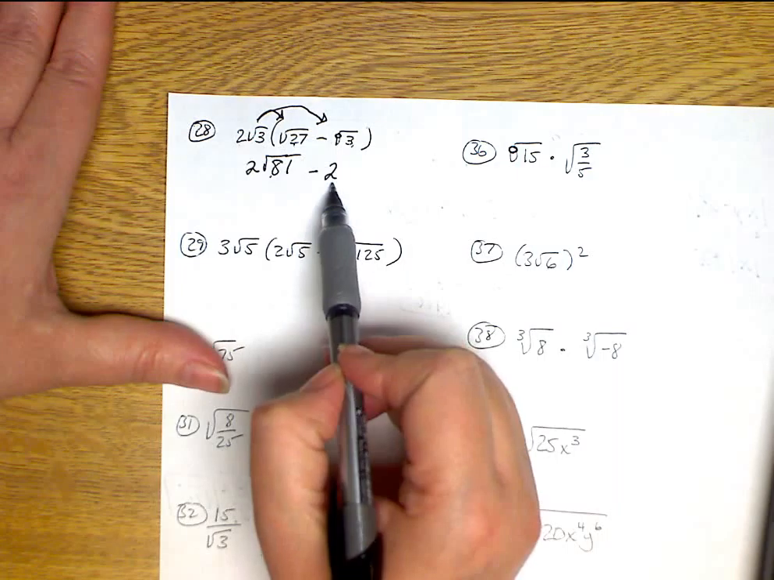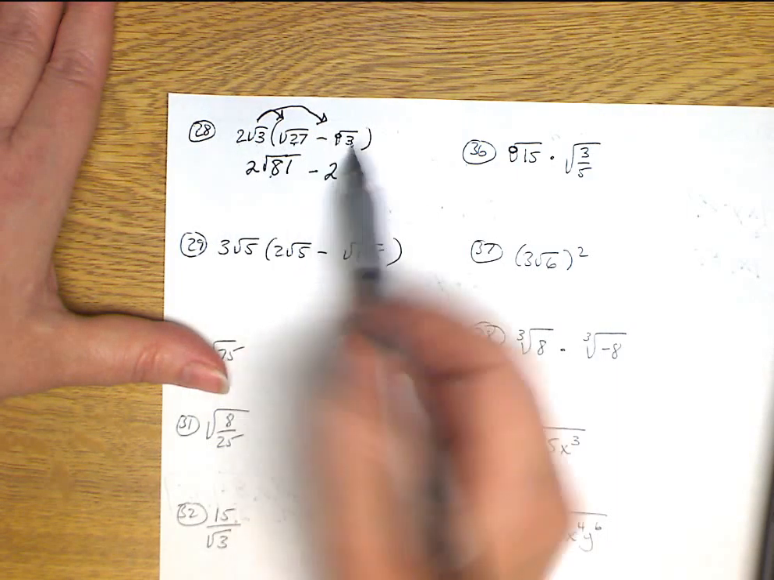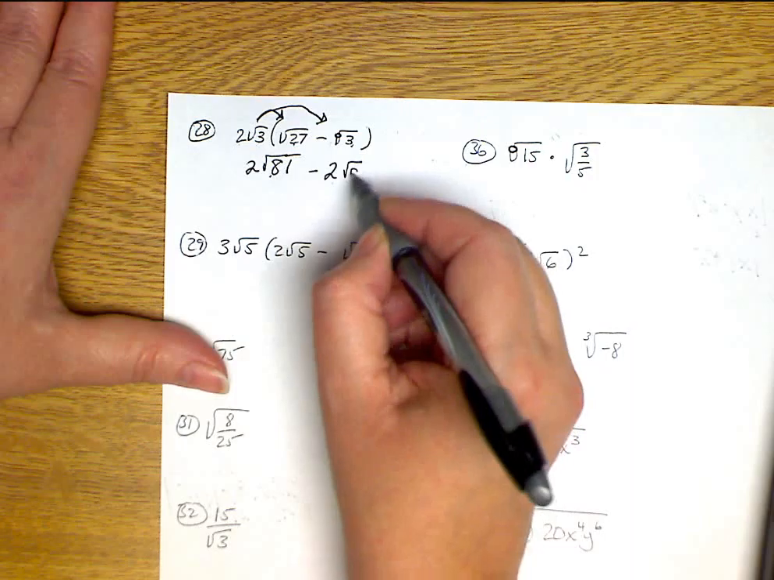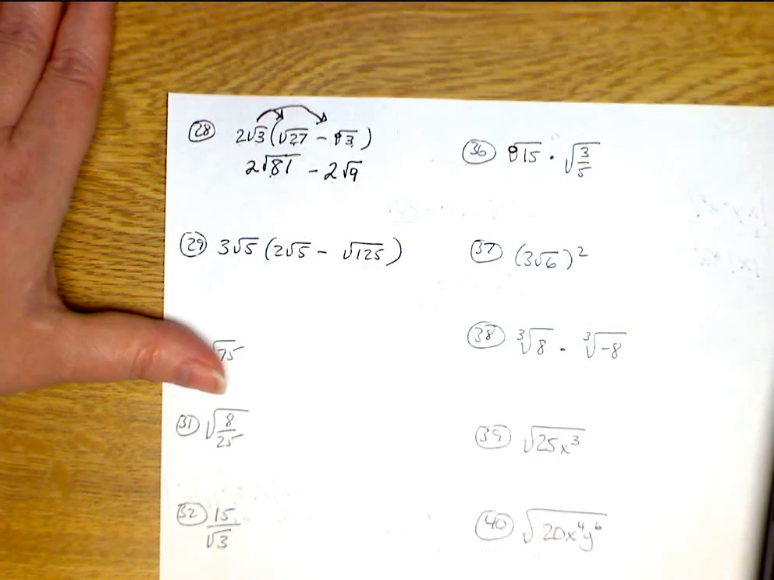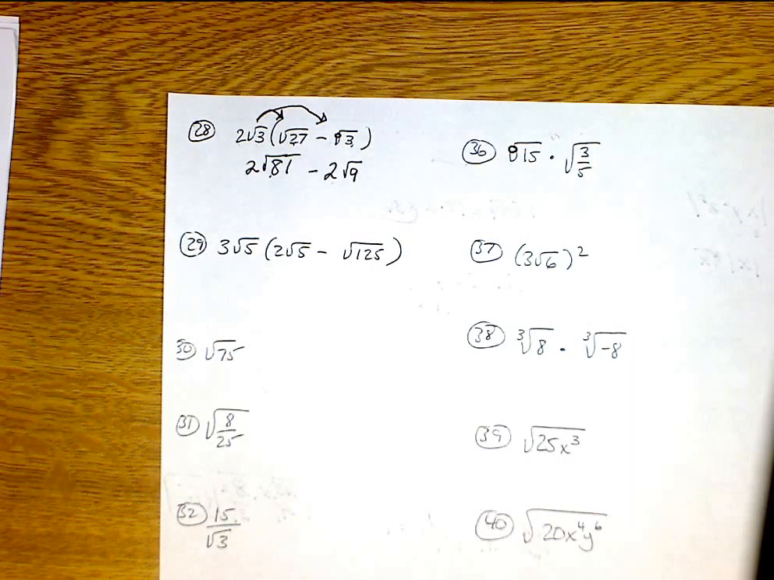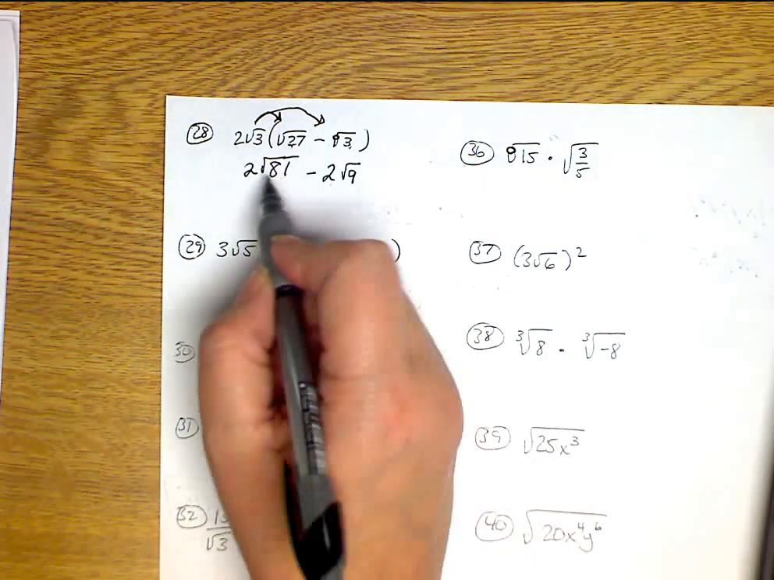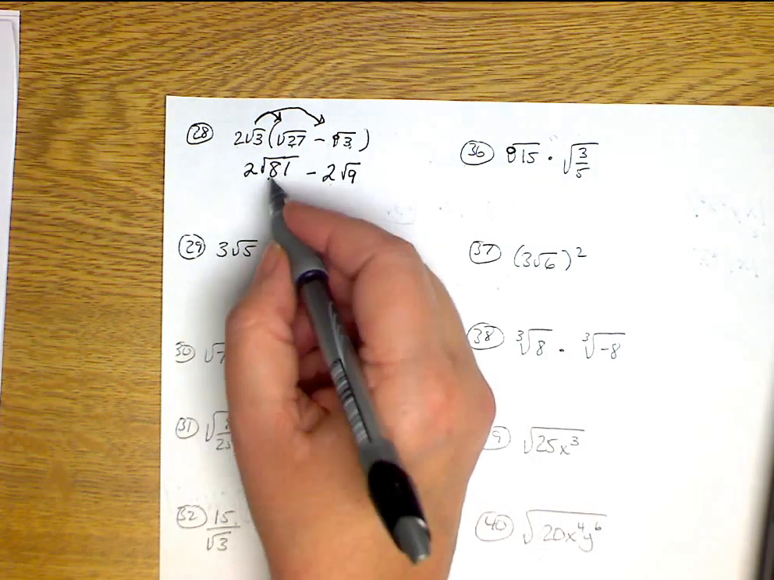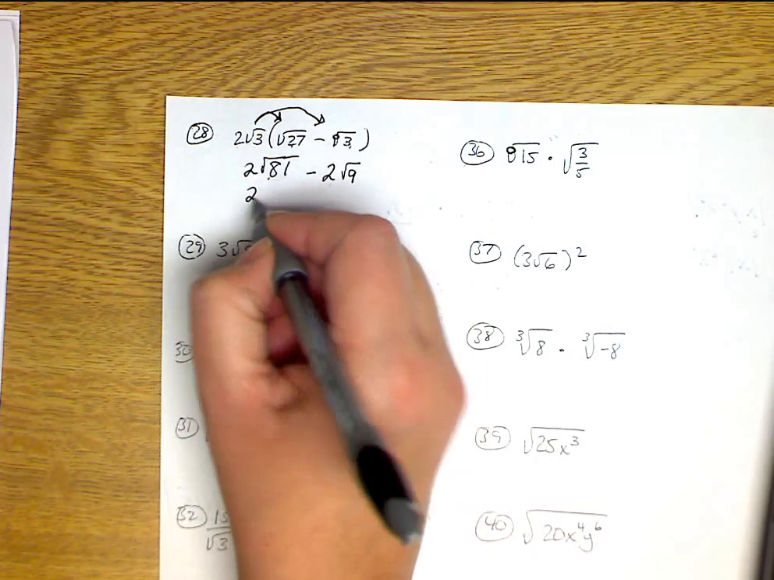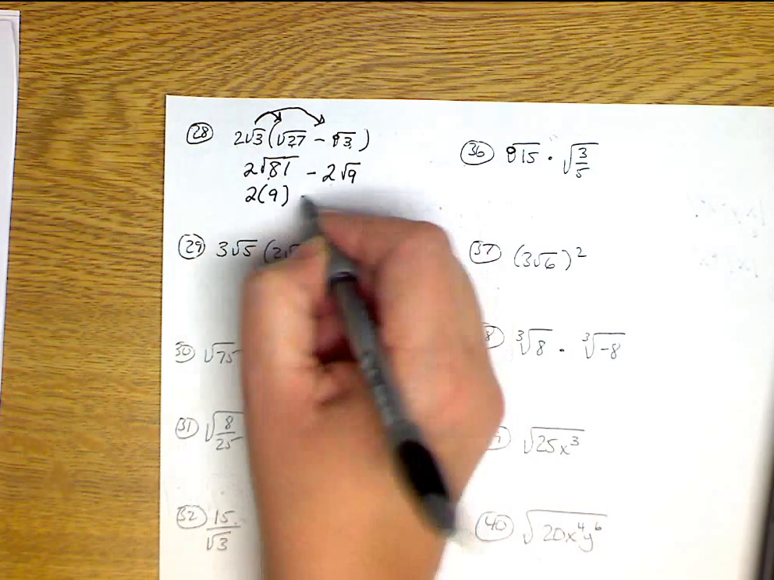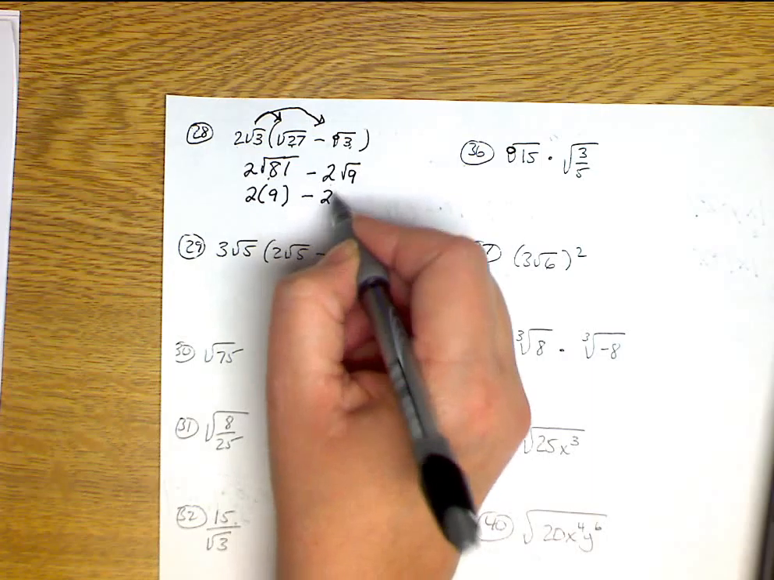Square root of 3 times the square root of 3 is the square root of 9, which is going to be 3. All right, I'm going to stop there. Make sure you guys see those numbers. Math is so ridiculous. So 81 is perfect, isn't it? What is it? 9. So we have 2 times 9 minus 2 times 3.